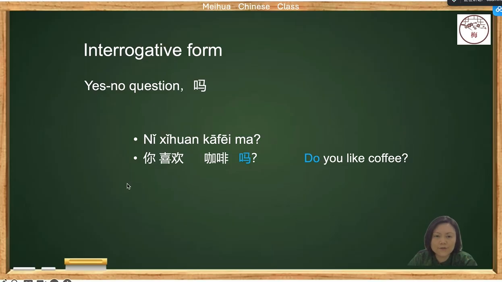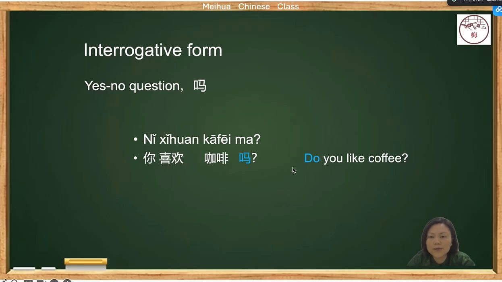So let's look at the first one, ma, which is the most common one when we make a question sentence. 你喜欢咖啡吗? 你 means you, 喜欢 means like, 咖啡 means coffee. 你喜欢咖啡, this is a declarative sentence, right? How to form an interactive sentence? We just simply add the character ma at the end of the declarative sentence and the question mark. 你喜欢咖啡吗?